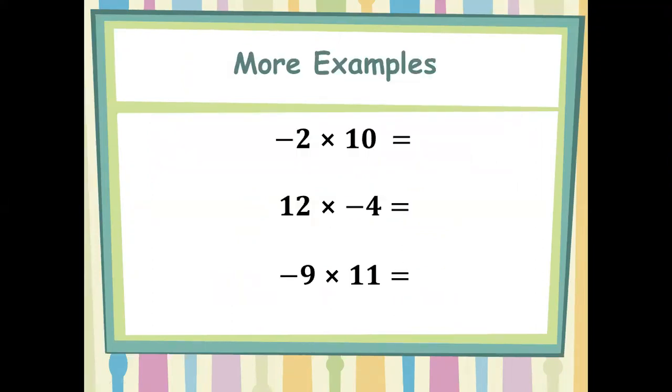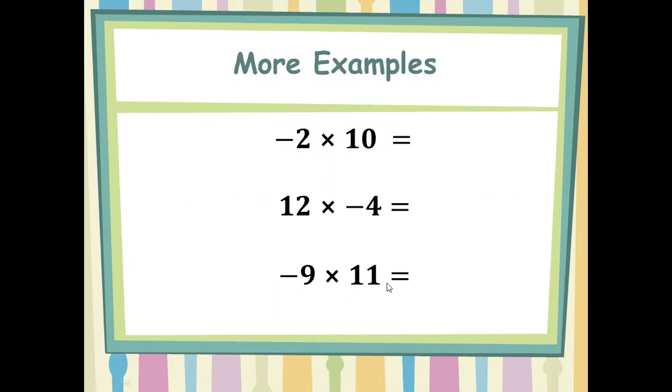Here we have negative 2 multiplied by 10. You can just give me the answer like that. It's going to be negative 20. Because 2 multiplied by 10 is 20, and then with the negative sign, that's negative 20. The next one is 12 multiplied by negative 4. Again, it should just click in your mind like that. The answer needs to be negative because we are multiplying a negative number. So 4 12s are 48. So the answer is going to be negative 48.